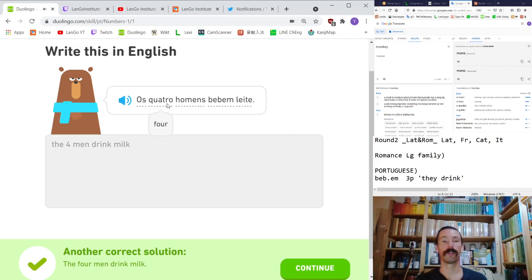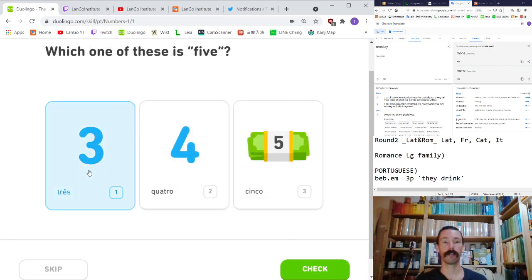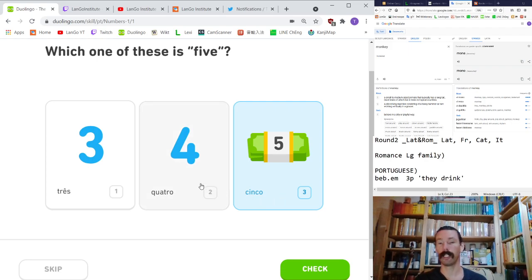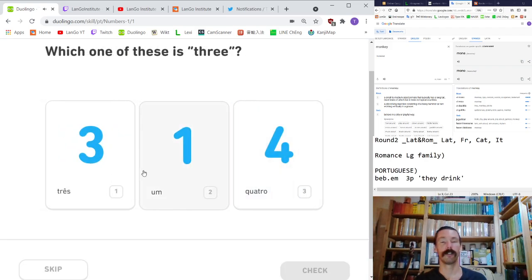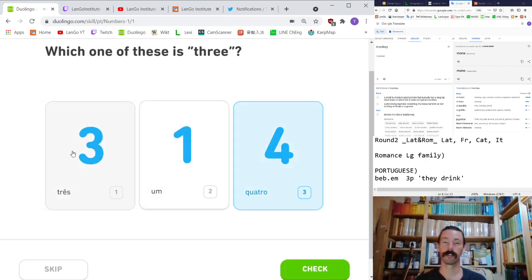Os quatro. Quatro. These O letters are also pronounced as high vowels. Os. Five. Três. Not três, but três. Ending in a y. Quatro. Cinco. N nasalizes that first vowel. And the second is raised from O to U. Quatro. Two open syllables.